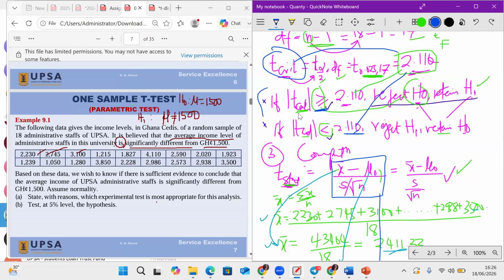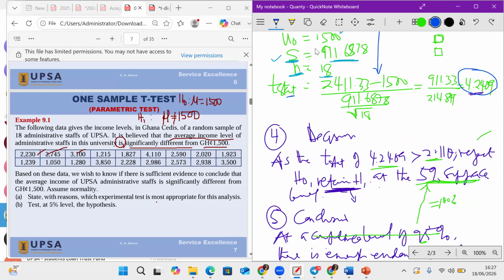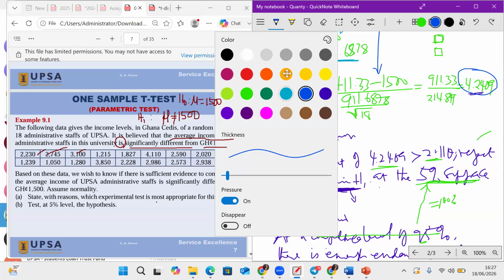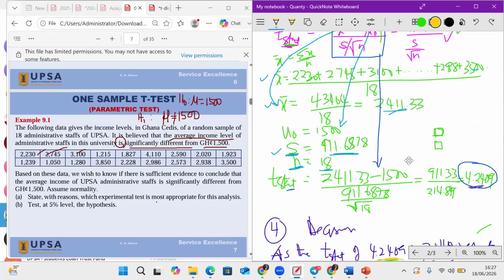So we have to choose this as our decision. We have two choices. We have to choose the first one as our decision, not like the question we were solving at the moment, where we chose the second option. But this one, the first one, is the option. So we said, as the T-stat of 4.2409 is more than the 2.01, reject the H0. That was the decision here.